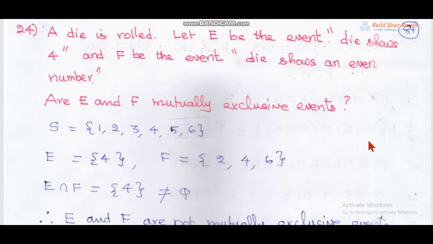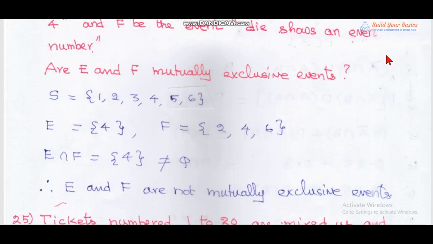E is the event of getting 4 on the die, and F is the event that the die shows an even number, F equals 2, 4, 6. E intersection F is the singleton set 4, which is not empty set. E intersection F is not empty set. That is, E and F are not disjoint. Therefore, E and F are not mutually exclusive events.